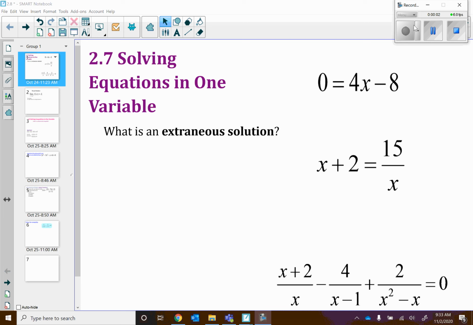Hello, Honors Trig Pre-Calc, and we are looking at 2.7 and 2.8, solving equations and inequalities in one variable. So the first question I have for you is, what is an extraneous solution?